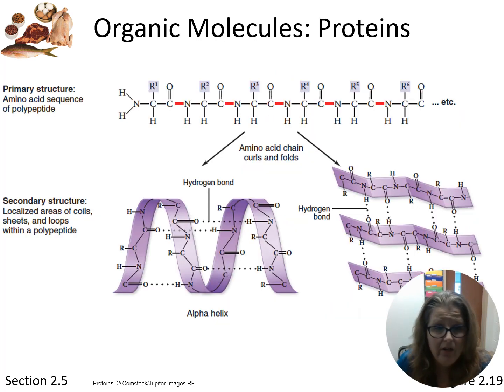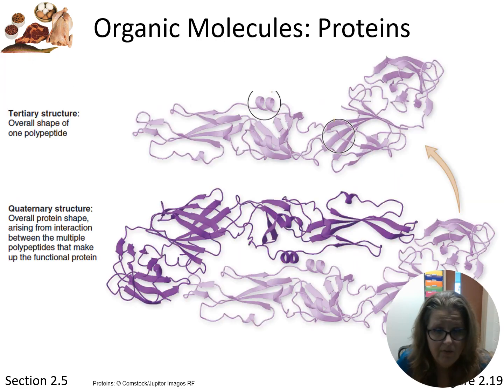So we have primary structure where it's just a chain, and then secondary structure where it could start to fold into other shapes, whether it's the helix or the sheets here. Tertiary structure is the overall shape of one peptide. And quaternary structure, you have interaction between multiple polypeptides that make an even bigger functional protein.